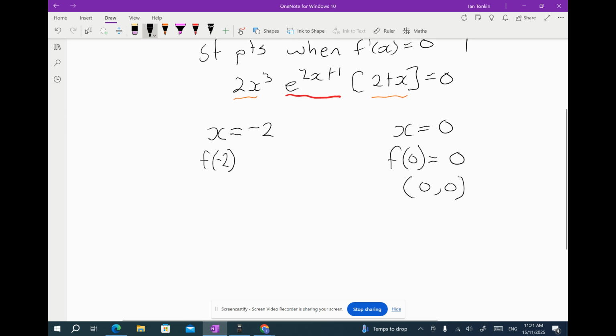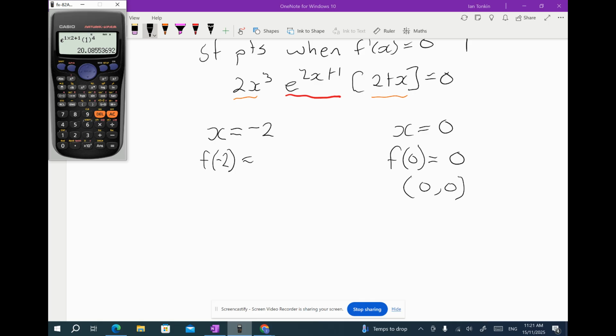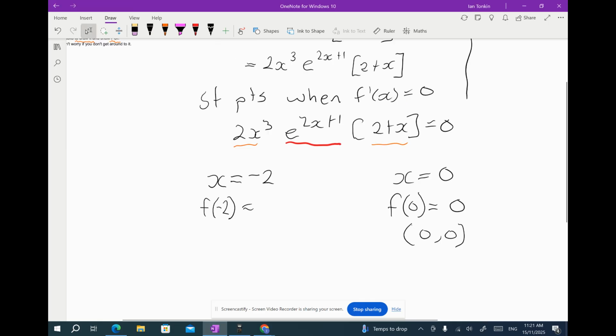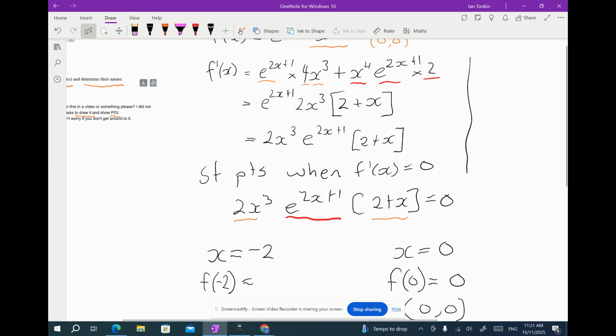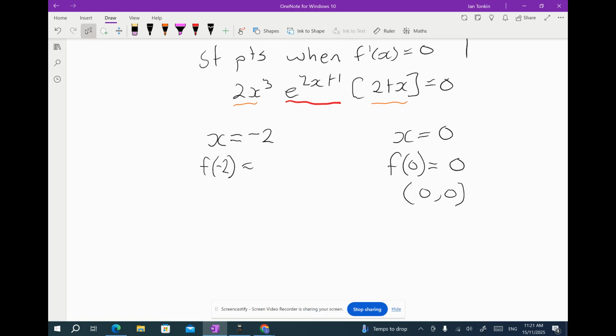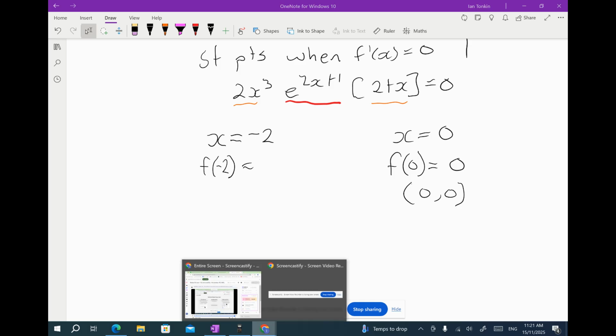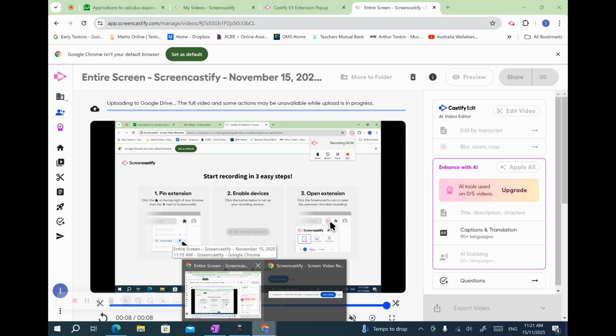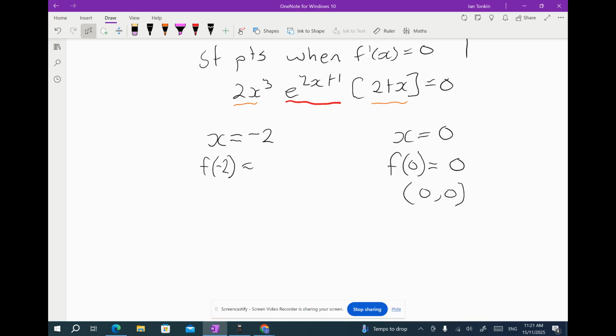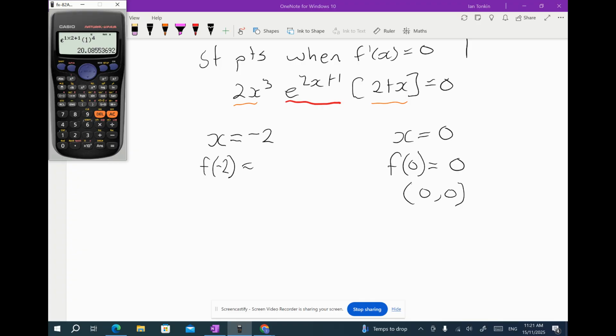And I've got another stationary point at negative 2, so I just get my calculator out. Unfortunately, I don't have the calculator emulator on this device. Well, yes, I should. So I'm going to go to here and, oh no, I've got to go to, no, I'm just going to use this calculator. I'm going to go old school. And you can see I've already been doing it.